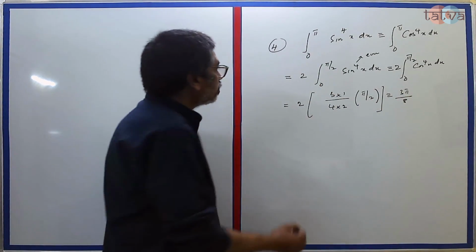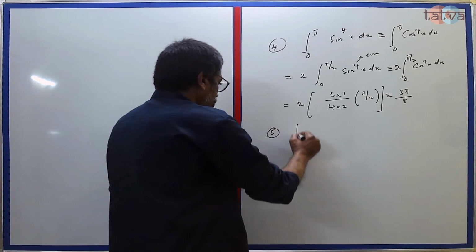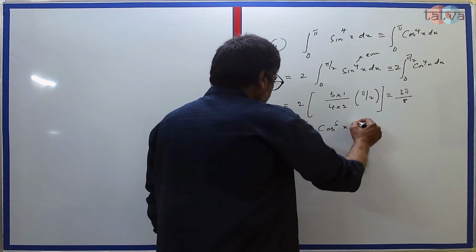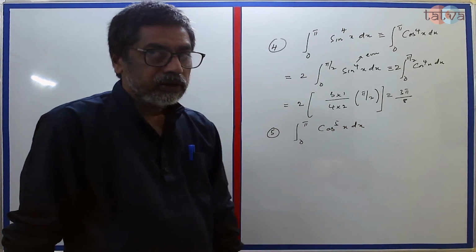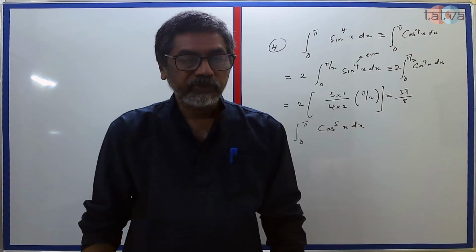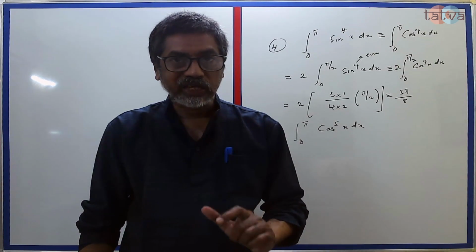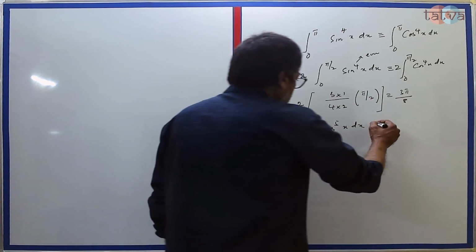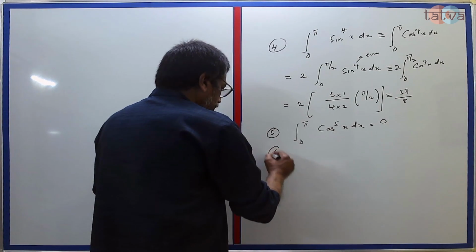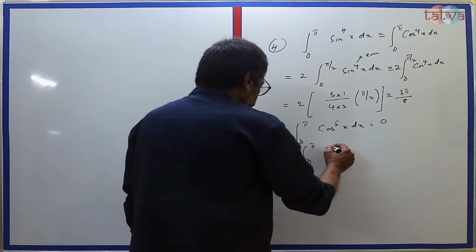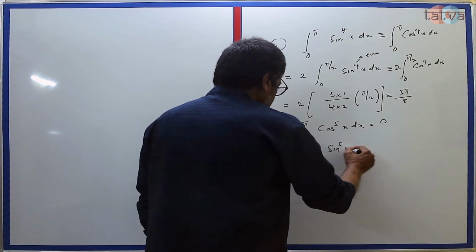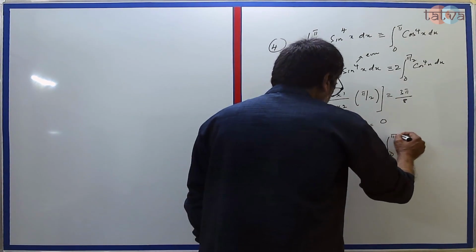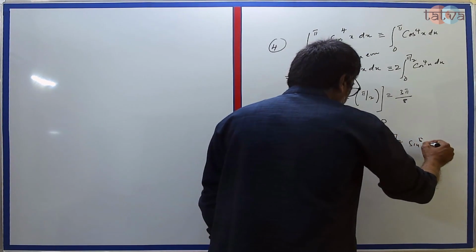Now let us add a little bit of complexity. What will happen to a 0 to pi cos power 5x dx problem? If you have heard my synopsis carefully, in the 0 to pi range, whenever cos carries an odd power, the output is straight away 0. Whereas in the 0 to pi range, sine power 5x dx can be converted as 2 times 0 to pi by 2 sine power 5x dx.